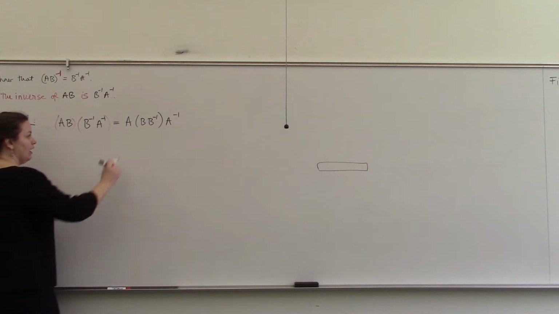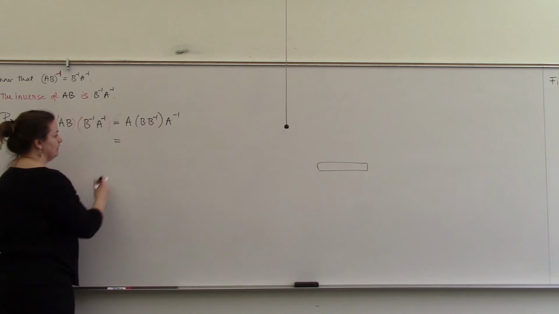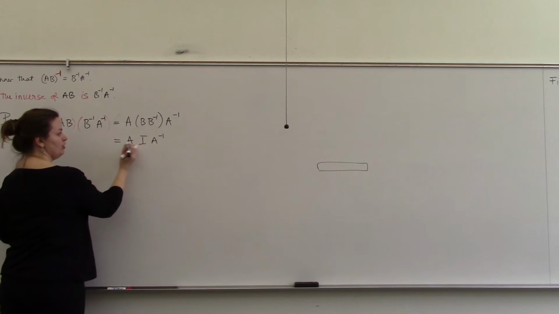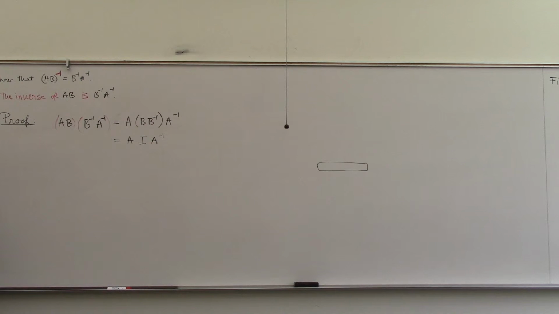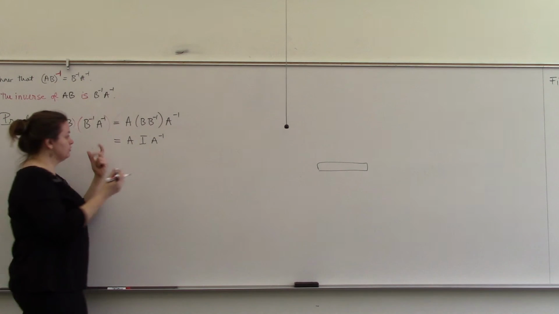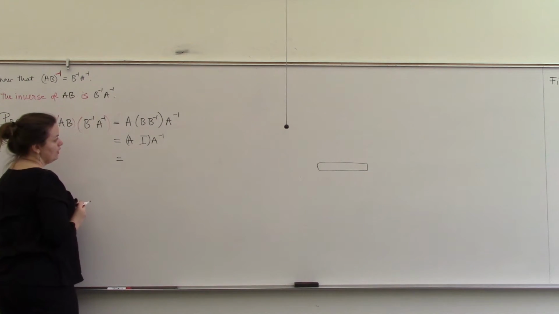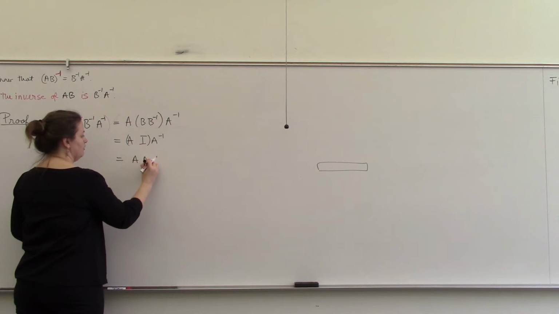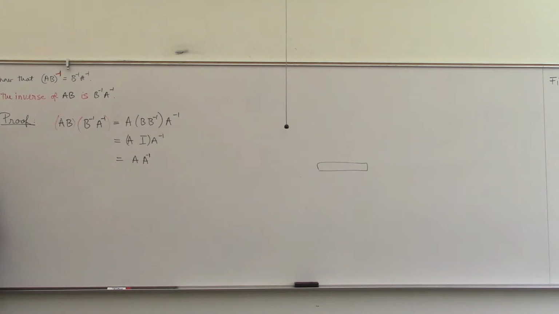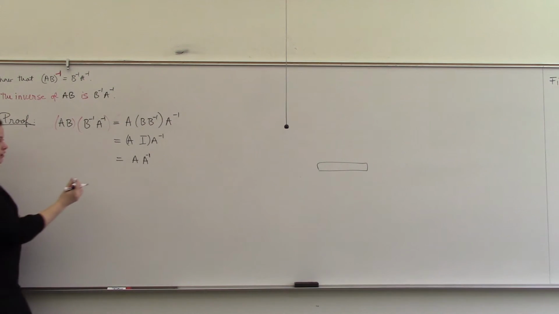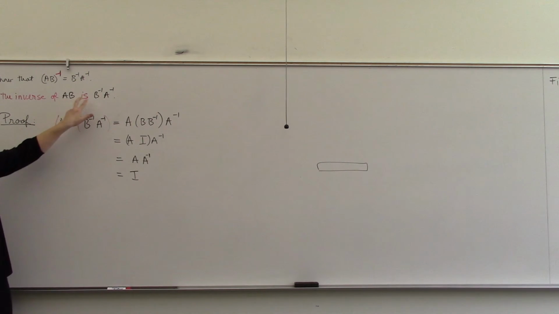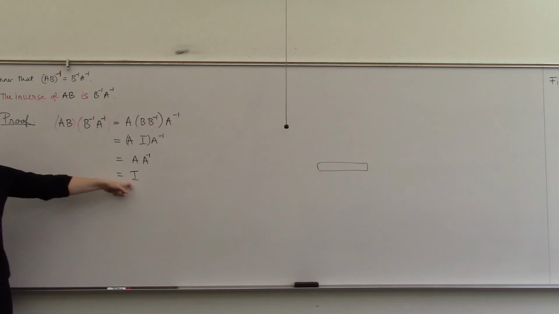Okay, so I know B times B inverse is equal to the identity. Does it matter which matrix you group the identity with when you multiply it? Not really. So you can multiply it times the A if you want. It goes away, right? It's up to you. Okay, so this is equal to A times A inverse. You know A inverse is the inverse of A, so that means A times A inverse is the identity. Okay, so we showed that AB times its presumed inverse is equal to the identity.